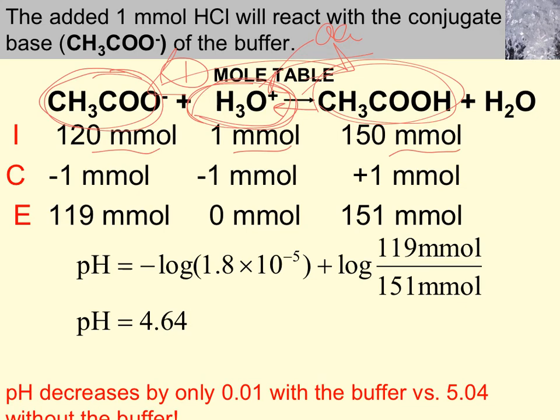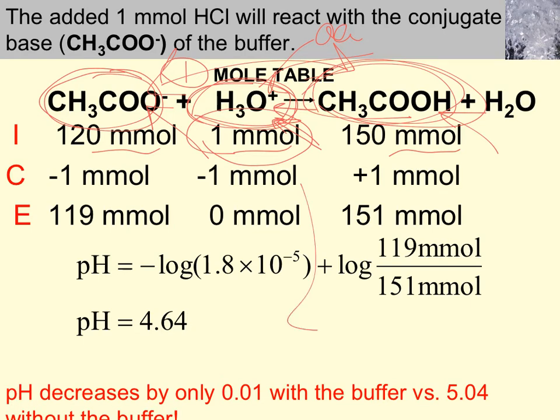And you first have to ask yourself, what will this contaminant react with in the buffer? If it's an acid contaminant, it'll react with the base component, the weak base component of the buffer, and that's acetate in this case. They will react to give us the other component of the buffer, which is acetic acid. So we have added 1 millimole of H3O+, and that was simply the amount of HCl we added.